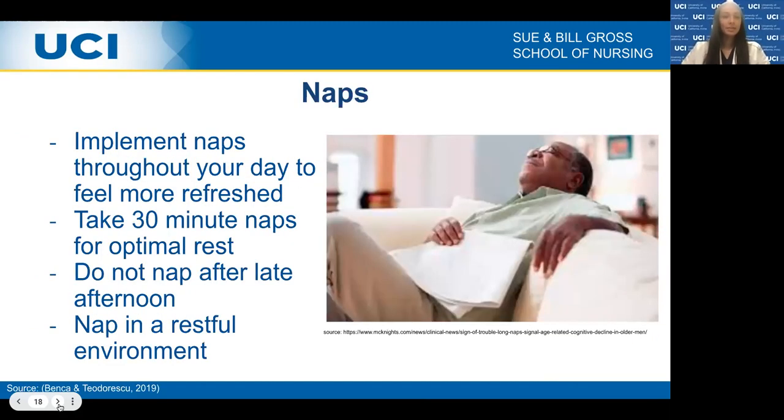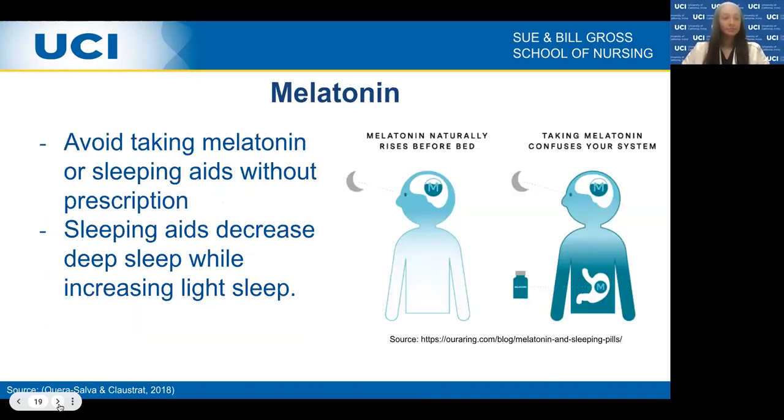Naps. Implementing a 30-minute nap a day can ensure optimal sleep. We do advise to avoid taking naps in the late afternoon and make sure that you have a restful environment when you are taking that nap. Melatonin. We must avoid taking melatonin or any type of sleep aid without a prescription due to their ability to decrease deep sleep and increase light sleep.